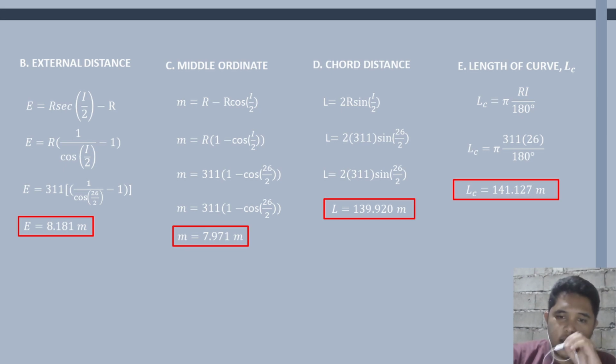So ang formula si length of curve, which is pi times the radius times the deflection angle all over 180 degrees. Dahil ipang input lang na itong values, makuha na to si length of curve which is equal to 141.127 meters. And that's it for the simple curve.